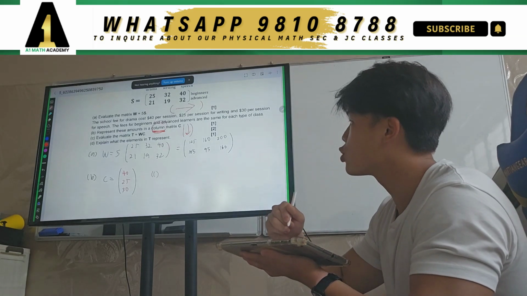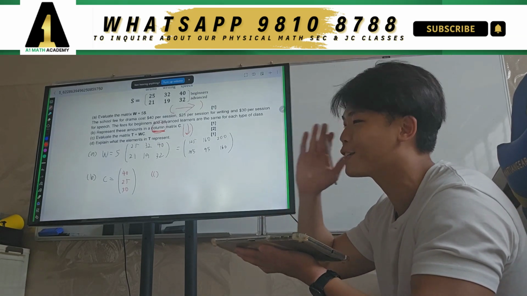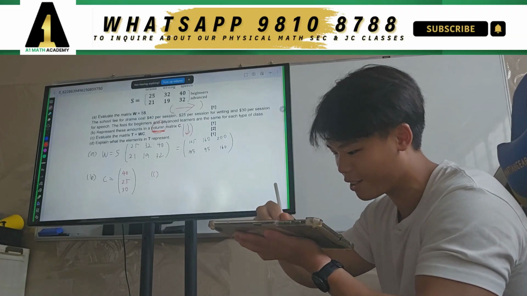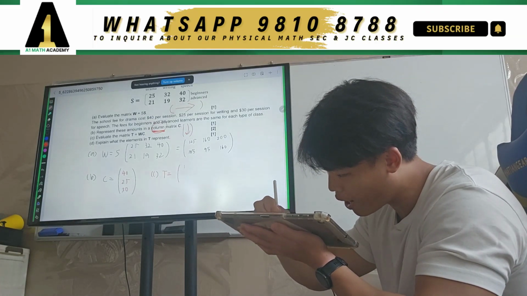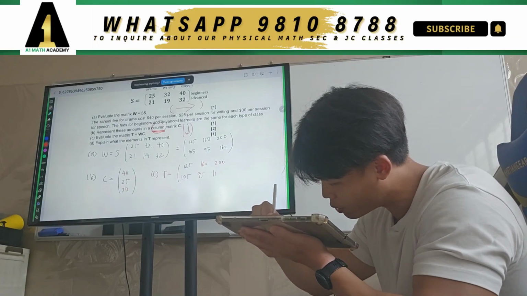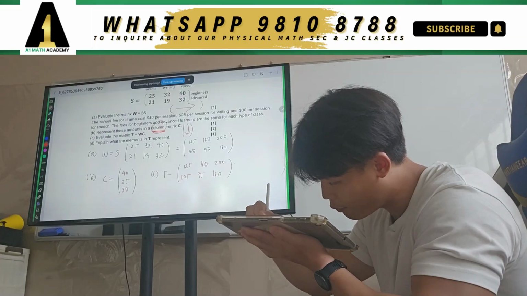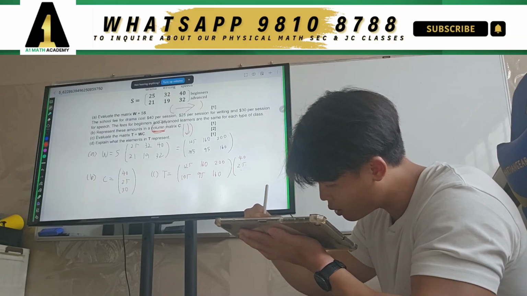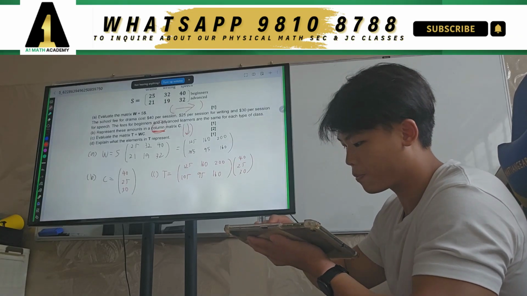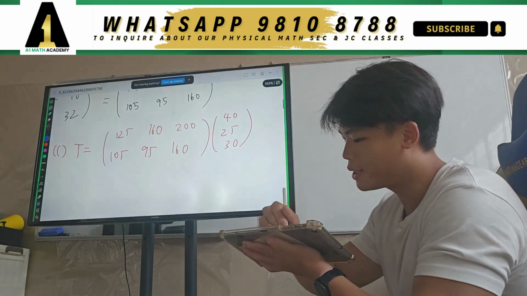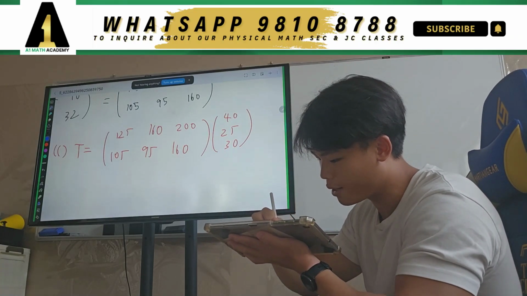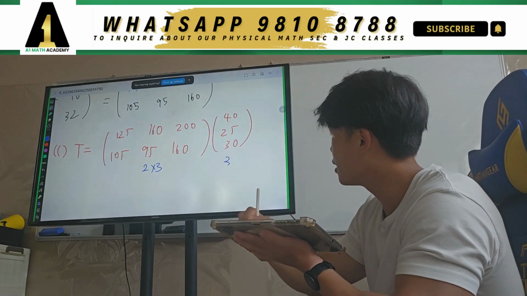Okay, then now part C is matrix multiplication. This one sure test one. In matrix come out, right? It's confirmed. How to do matrix multiplication? T equals 125, 160, 200, 105, 95, 160, multiply by 40, 25, 30. What's the trick? What order is this? Row times column, right? 2 by 3. This is a 3 by 1.